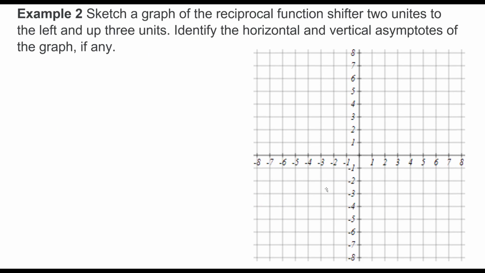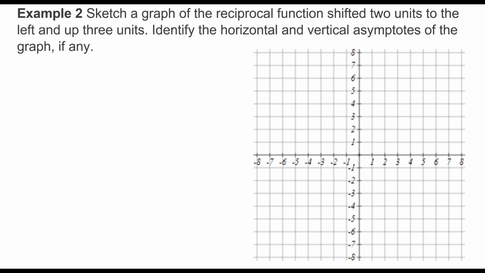Okay, next one: sketch the graph of the reciprocal function shifted 2 units to the left and up 3 units. Identify the horizontal and vertical asymptotes. Normally it would have been like here and here. But now it's going 2 units to the left.